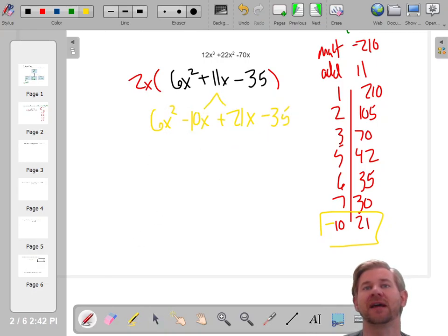I took that middle term, 11, and split it into two terms that add to 11. But I had to make sure that they also multiply to negative 210. Otherwise, this doesn't work. Now, once I have four terms, I'm factoring by grouping.